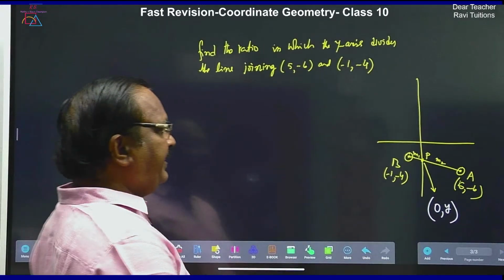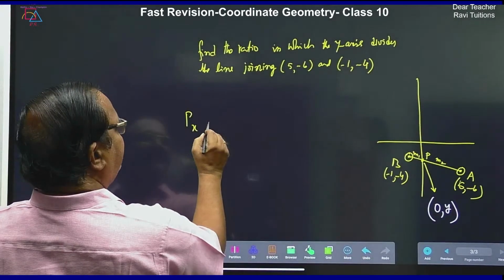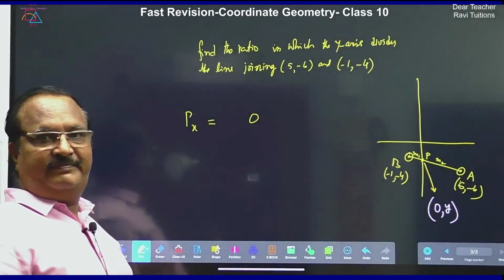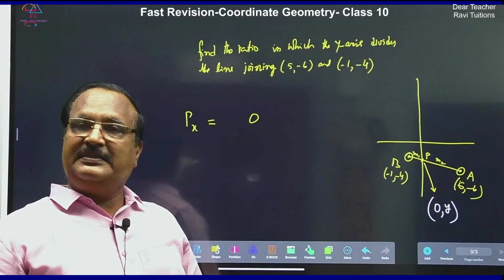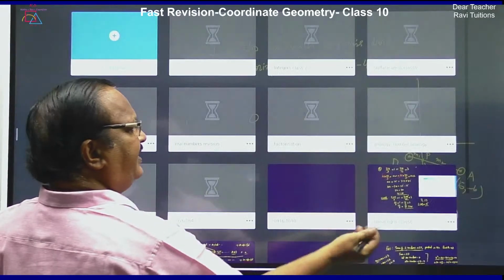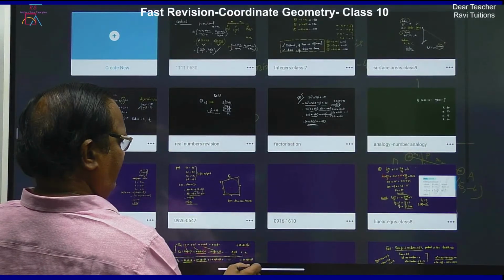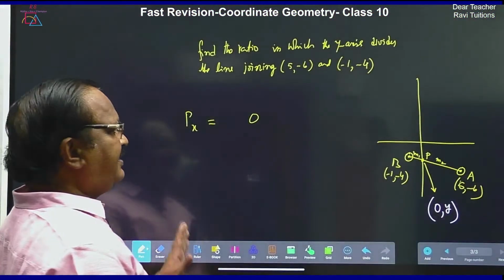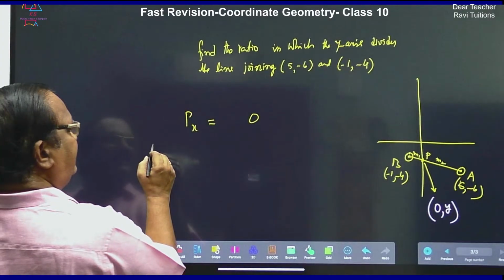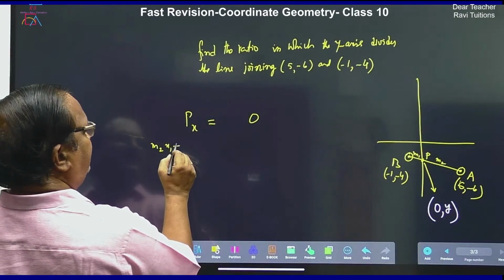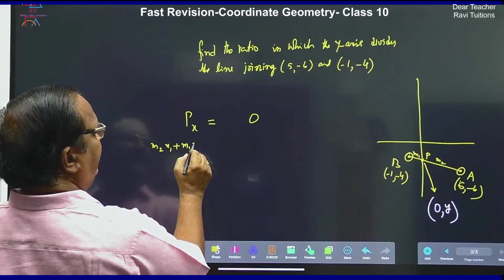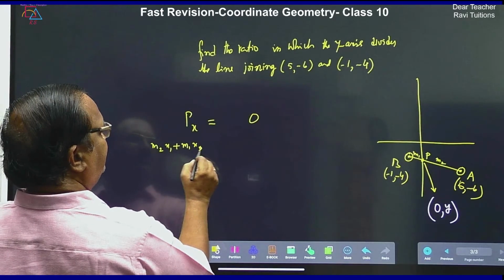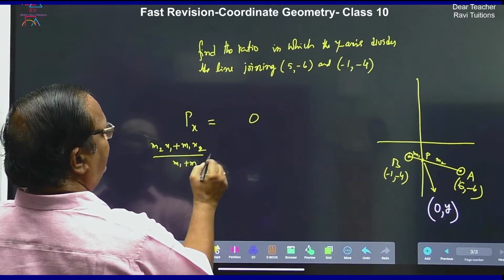So the x coordinate of P is 0. Now let us write only the x coordinate. We don't need to write anything else. What is the x coordinate? M2 x1 plus M1 x2 by M1 plus M2 is equal to 0.